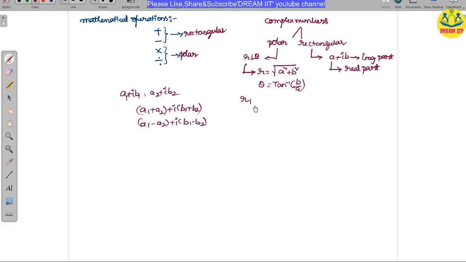Whenever you have the polar form, r1 at an angle theta 1, r2 at an angle of theta 2. So r1 at an angle of theta 1 multiplied by r2 at an angle of theta 2 is equal to r1 r2 at an angle of theta 1 plus theta 2. Whenever you want to divide r1 at an angle theta 1 by r2 at an angle of theta 2, the final answer will be r1 by r2 at an angle of theta 1 minus theta 2.